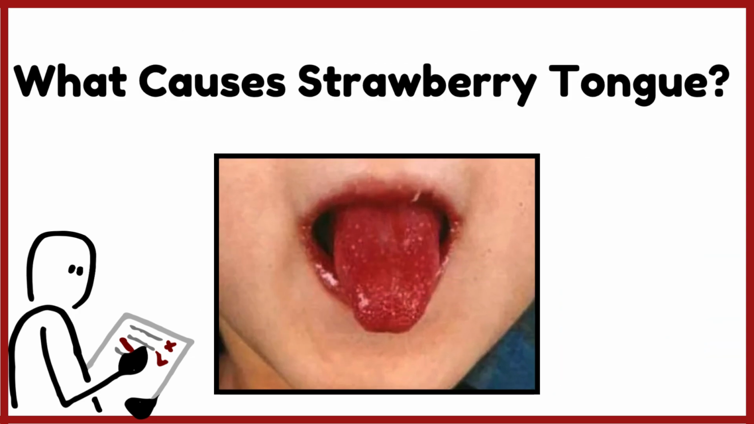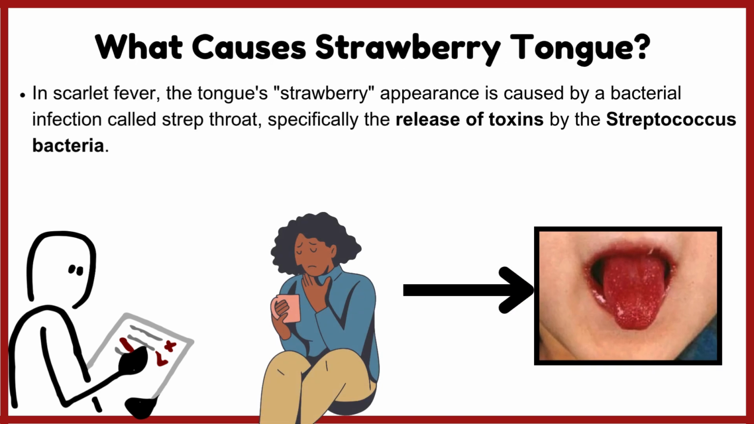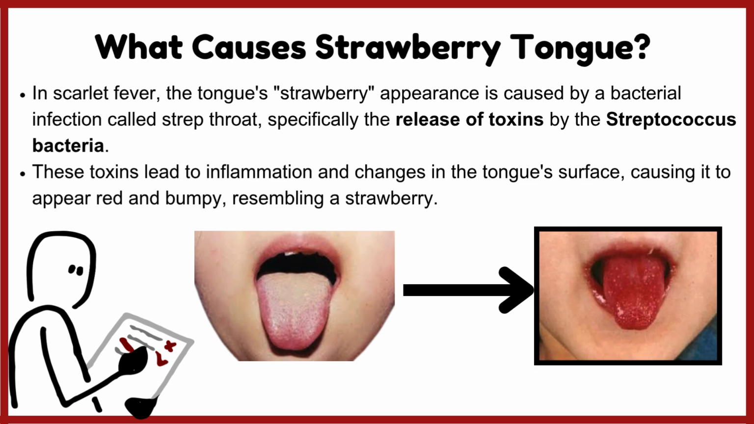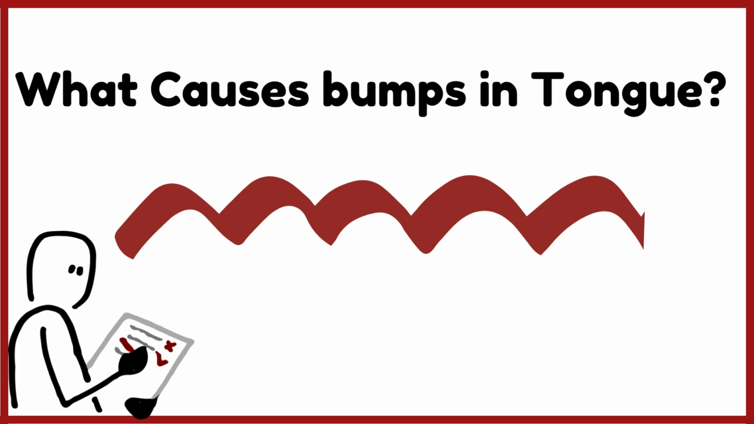What causes strawberry tongue? In scarlet fever, the tongue's strawberry appearance is caused by a bacterial infection called strep throat, specifically by the release of toxins by the Streptococcus bacteria. These toxins lead to inflammation and changes in the tongue's surface, causing it to appear red and bumpy, resembling a strawberry.